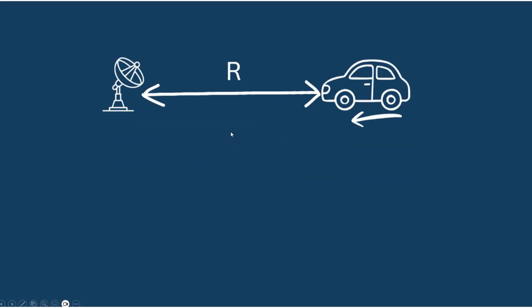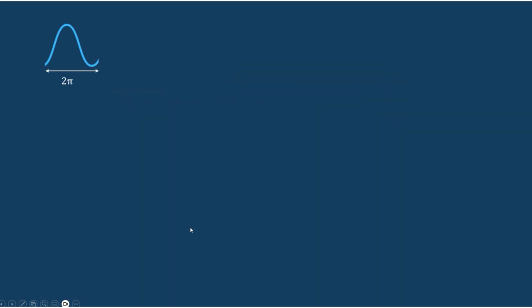To calculate the velocity of the target in terms of the Doppler frequency, we are considering this scenario. We have a radar and we have the target here, and this target car is moving towards the radar, and initially the distance of separation between the radar and the target is r. For a single cycle, that is for a wavelength, the phase of one cycle is 2 pi. So here for this wavelength, the phase of this cycle is 2 pi.